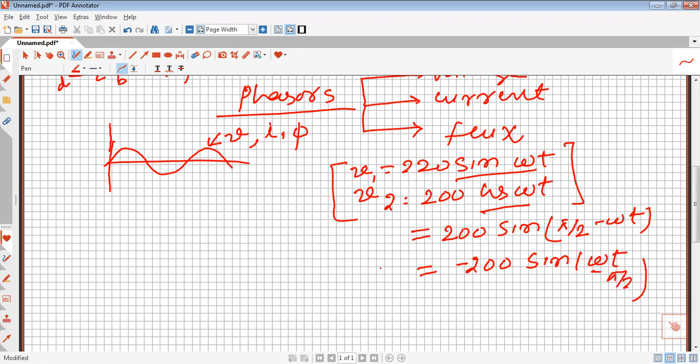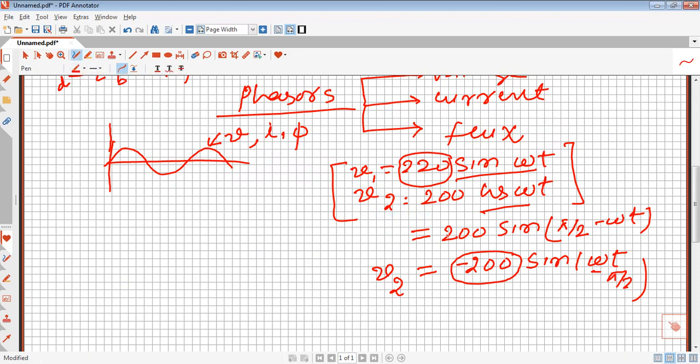Now we can see these are the two phasors. Here this angle is omega t, and here omega t minus pi by 2. Its magnitude is minus 200, and the other magnitude is 220. Magnitude wise, we can say the magnitude is 200. So these two quantities we can compare, now that they are in the same form.